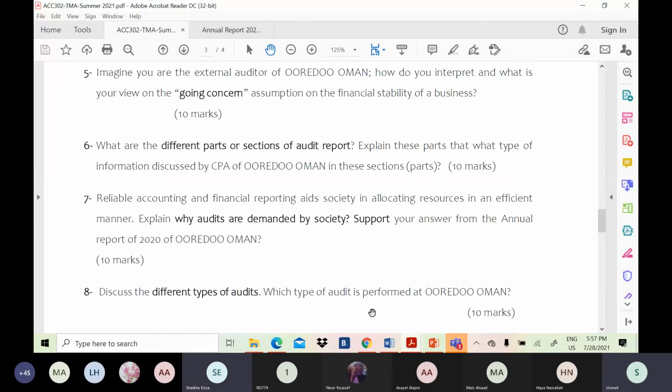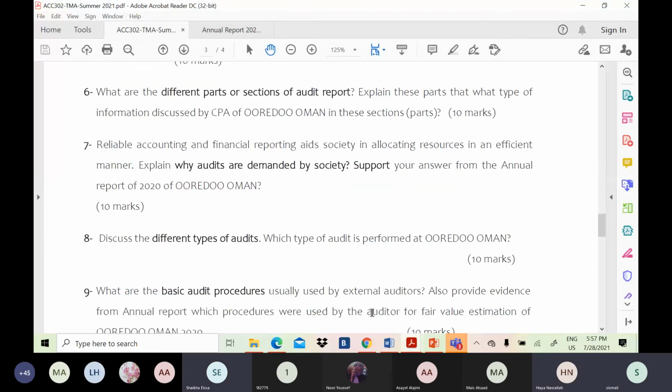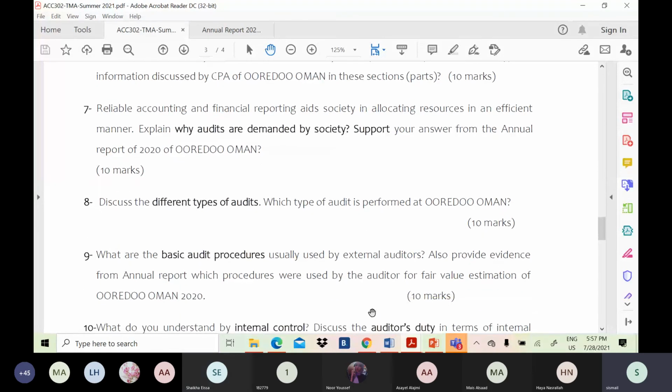Question number 7. 2 parts. Exactly. Why do we need auditing as a society? This is the first part, and then support your answer from the annual report. Here I said support your answer from the annual report. So the answer for this question can be from outside of the auditor report. It can.